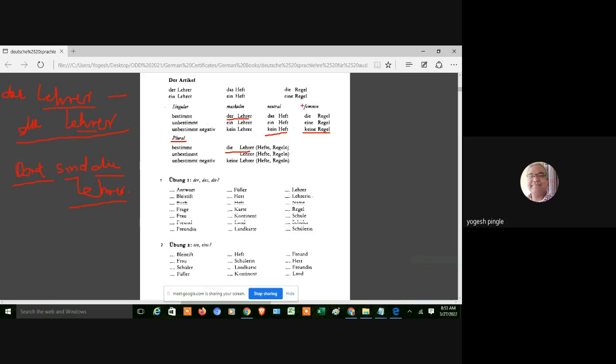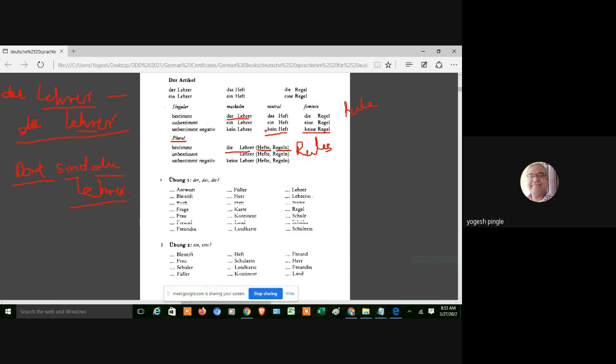Always remember. Das Heft, die Hefte. Here also it is different. Die Regeln, only n is there. Here it is the rule, single rule, and here it is the rules, many rules. What is the change? Regel and here n is added. Here Heft, e is added. Here no addition at all.